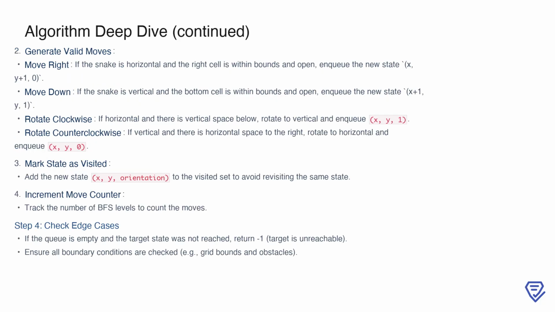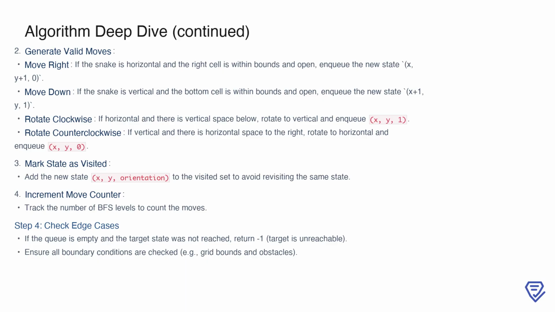To proceed with BFS, we need to generate all valid moves for the snake from its current state. First, if the snake is horizontal and the cell to its right is within bounds and open, we can move right by enqueuing the new state, x, y plus 1, 0. Similarly, if the snake is vertical and the cell below is within bounds and open, we can move down by enqueuing x plus 1, y, 1.